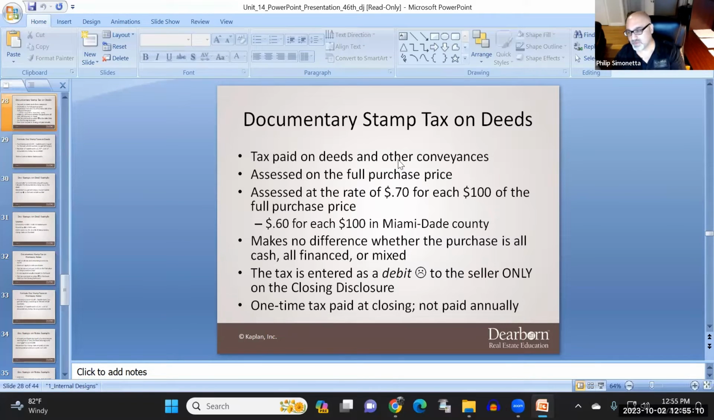So remember, the other ones were debit, credit. Tax stamps are only a debit to the seller. They're sad. They got to pay their taxes to the government on the sale. That's what this is. It's a one-time tax paid at closing, not annually. They sell the house. They got to pay their taxes on the sale of the house.